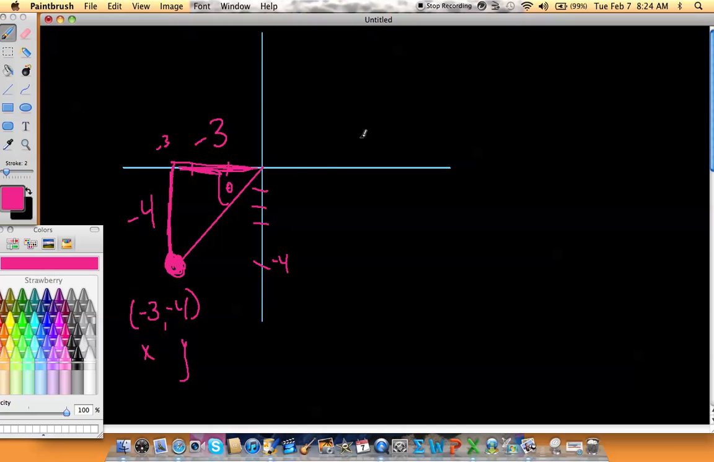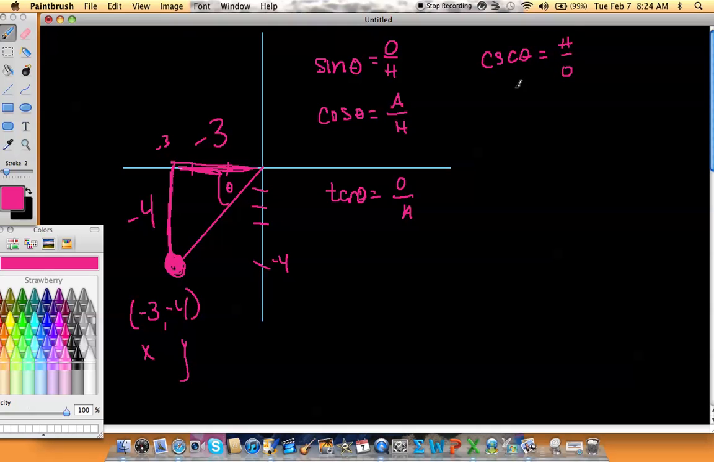And if this is my theta, the sine of an angle is always the ratio of the opposite side over the hypotenuse. The cosine of an angle is always the adjacent over the hypotenuse. The tangent is always the opposite over the adjacent. Then we have the cosecant, which is the reciprocal of sine. We have the secant, which is the reciprocal of cosine, and we have the cotangent, which is the reciprocal of tangent.